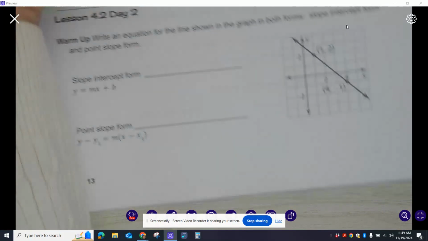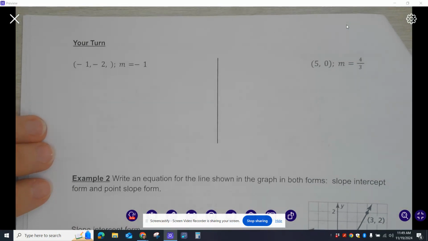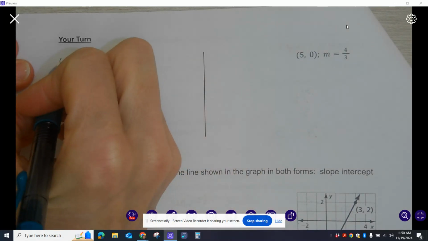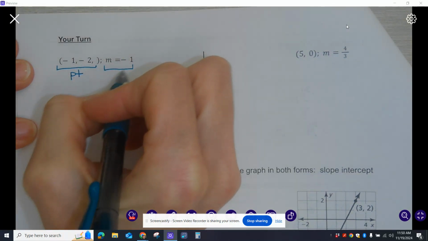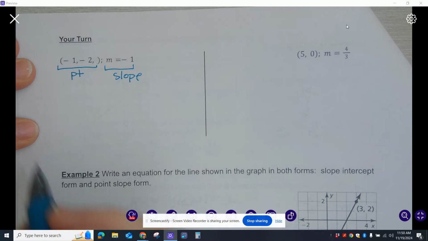All right, turn the page. These are technically your turns, but we're going to try one ourselves. I think we'll try this first one together, and then I'll have you try the second one. Now I want you to start by saying, oh, this is my point, and this is my slope. What do I need to write an equation of a line? I need a point and a slope.